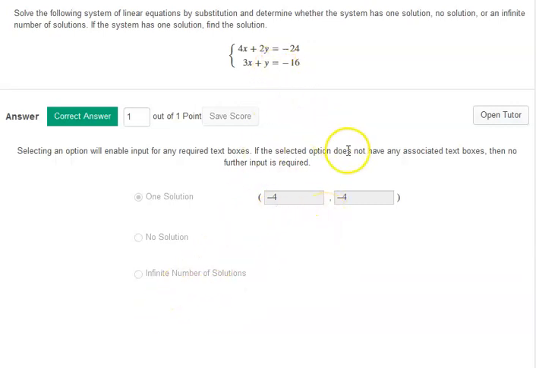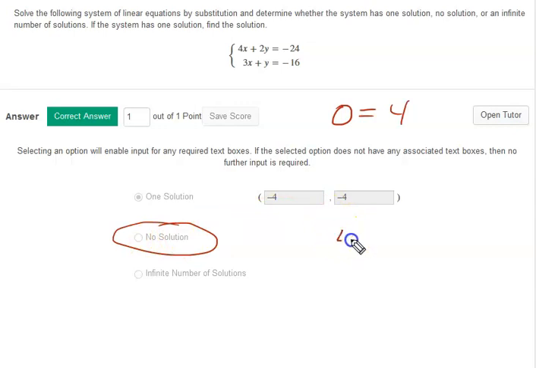Now, how many solutions do we have? If we have just one point of intersection, that would be one solution, that's what you would click. Now, if you had something that looked like 0 equals 4, is that a true statement once we did our elimination or substitution? And the answer is no. Then the lines would be parallel and it would be no solution.